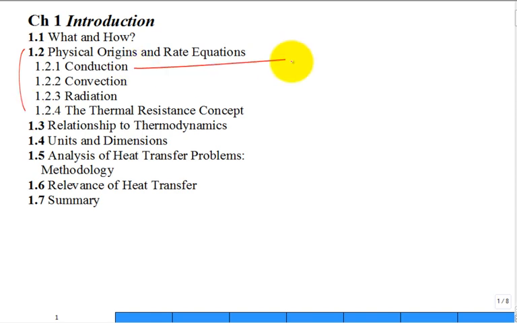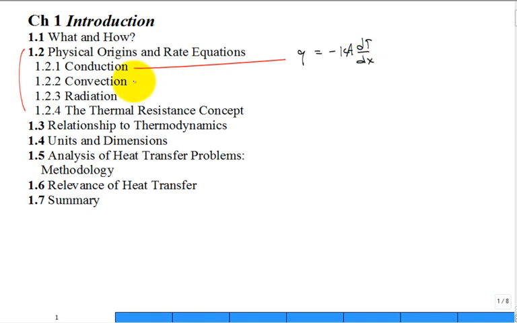So what is the rate equation for conduction? Fourier's law. What does it look like? q double prime equals minus k dT/dx. Or if you don't like the double prime, get rid of that and put the A right there for the cross-sectional area. And we build on that in the next chapter and the next chapter.